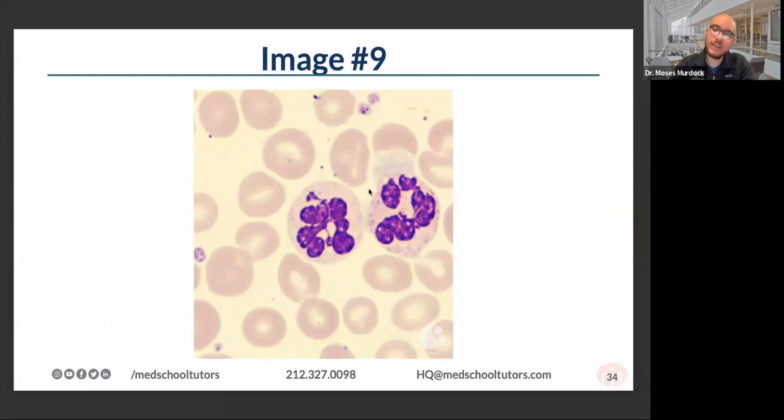And here we're really focusing on the number of lobes in this neutrophil. What are we seeing here? Go ahead and put it in the chat. I'm going to be monitoring the chat here. Love it. Got one correct answer.